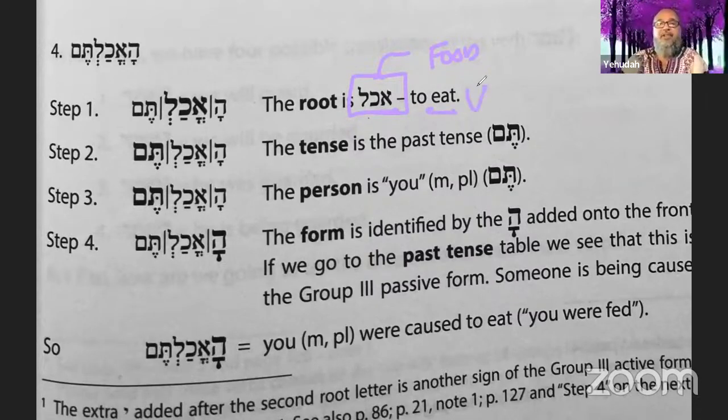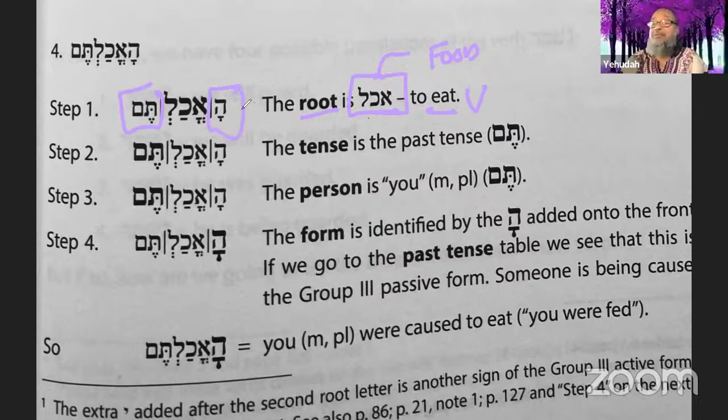To eat is the verb. The noun is the food. See, that's the beauty of the Hebrew language, because you can have the same root that can be a verb or it can be a noun, depending on how it's being used in context. And how do you know how it's being used in context? Well, you would know based on what's being added to the end or what's put on the front of it.